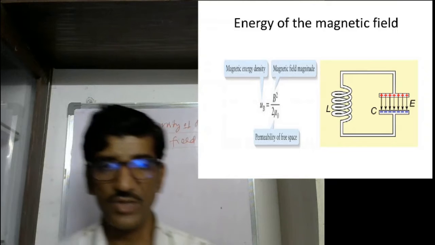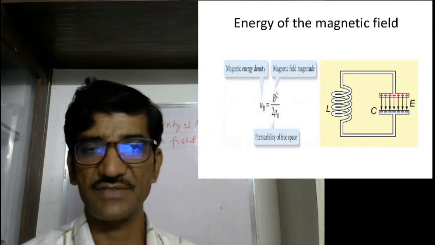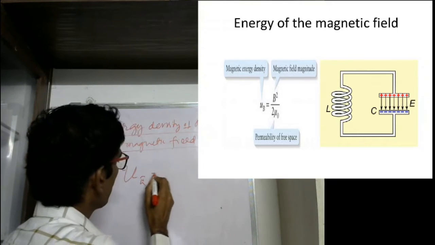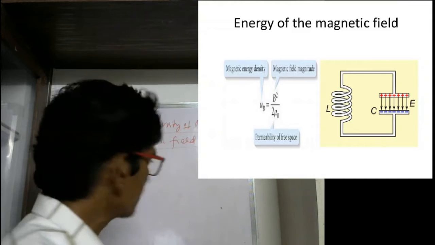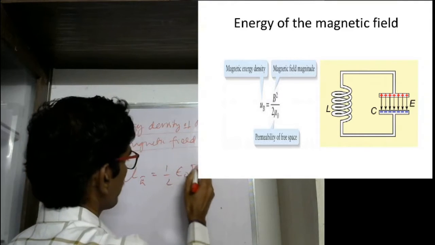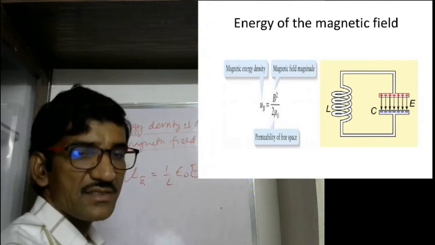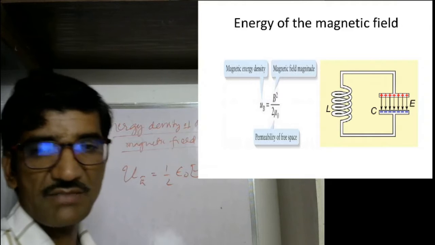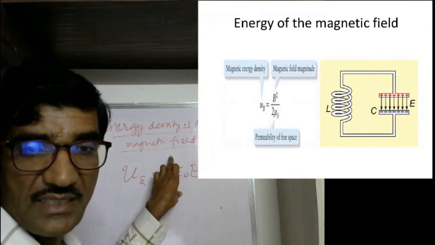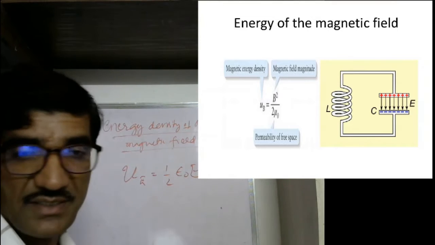We already know the expression for the energy density of the electric field. Electrostatic energy density is half epsilon naught E square. We have already derived that. Now let us try to derive the similar expression for the magnetic field. This much energy is stored inside the capacitor, so that is the electric energy per unit volume of the capacitor.